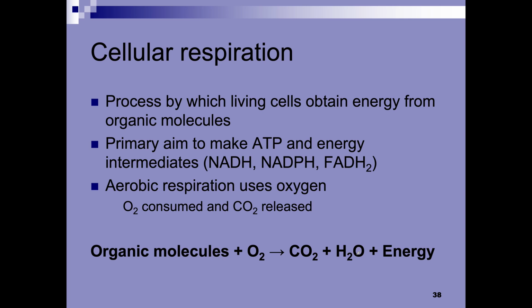Now, the primary aim, the main goal of cellular respiration is to make ATP and to make energy intermediates. The three energy intermediates, NADH, FADH2, we've already talked about. There's another one called NADPH, and NADPH is used in plants. Animal cells use NADH and FADH2. Plants use all three. Aerobic respiration is the use of oxygen to create ATP. And we'll talk about how oxygen is used to do that.